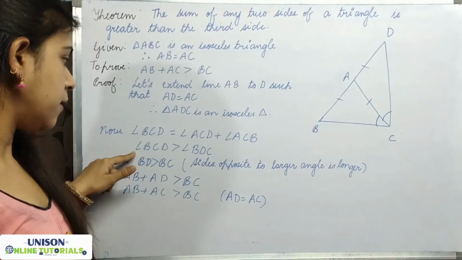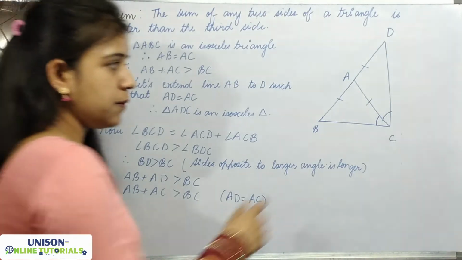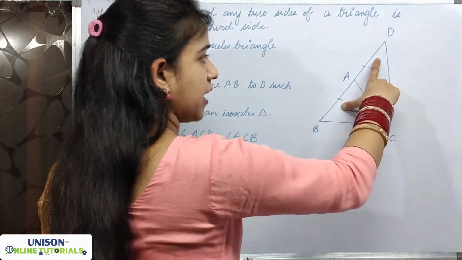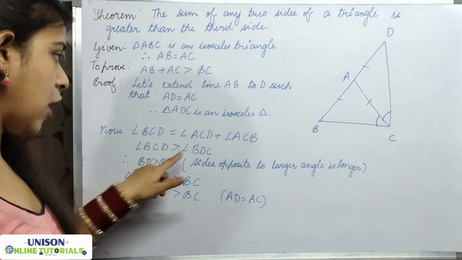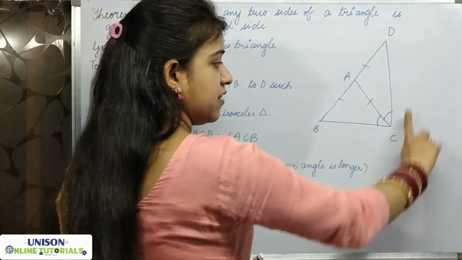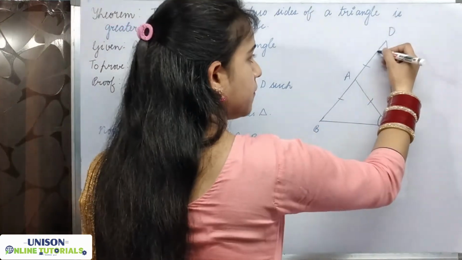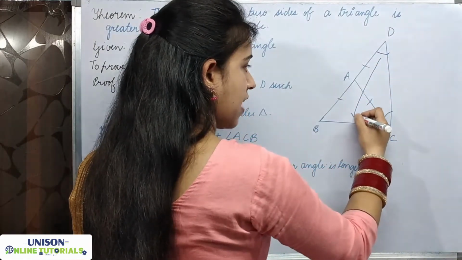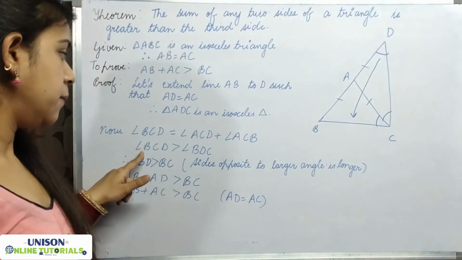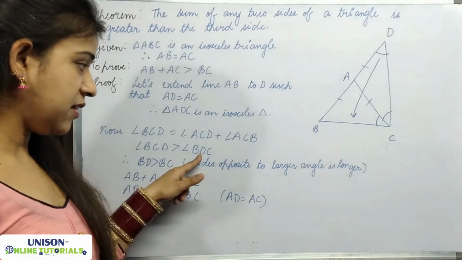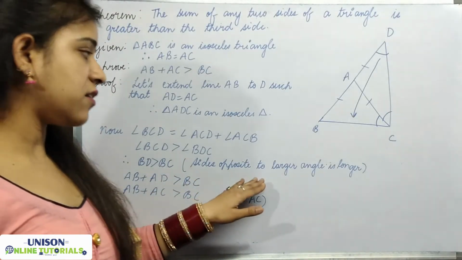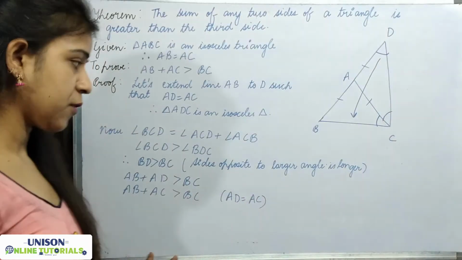The side opposite to angle BCD, yes, the side opposite to this angle will be this side, BD. So BD. Now the side opposite to BDC will be this side, that is BC. So we can say that if angle BCD is greater than BDC, therefore BD is also greater than BC, because the side opposite to the larger angle is longer.